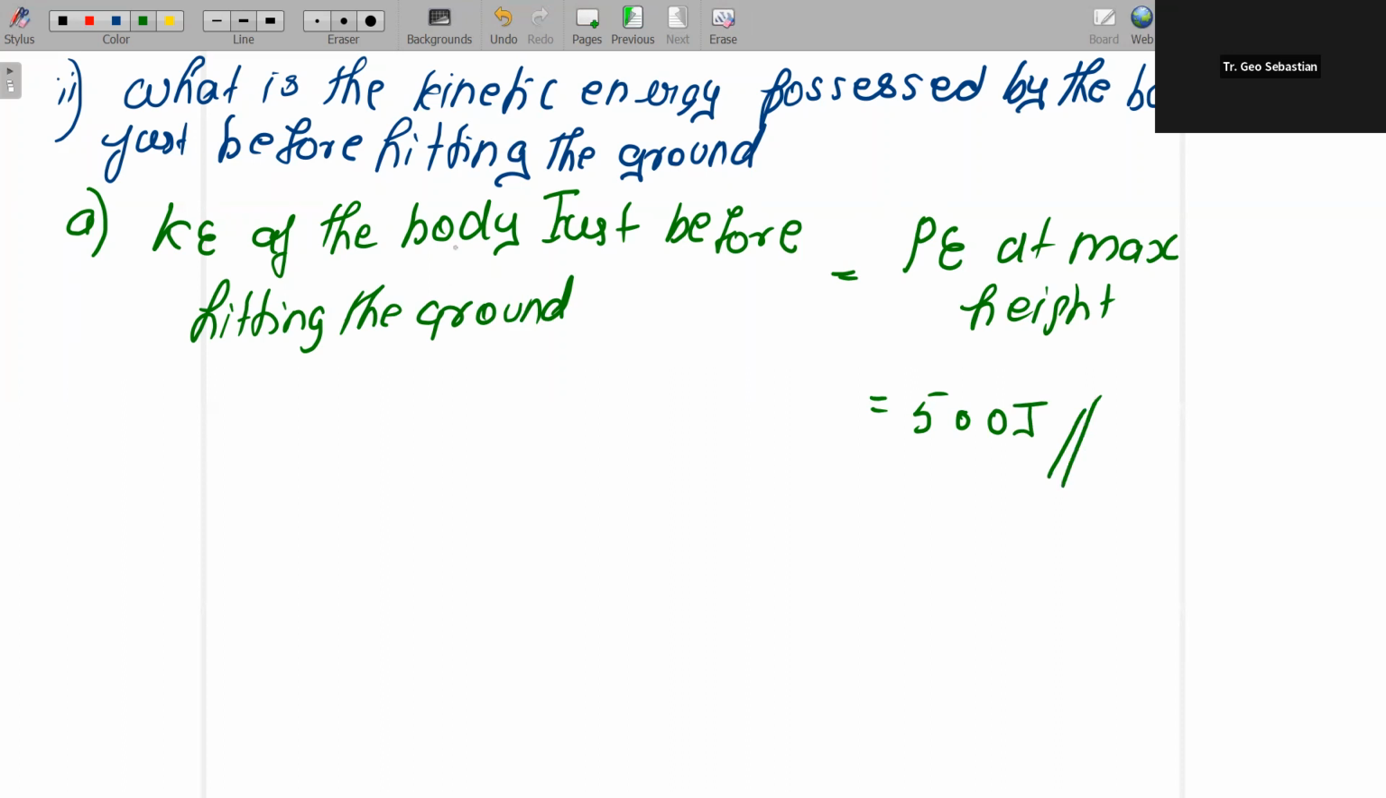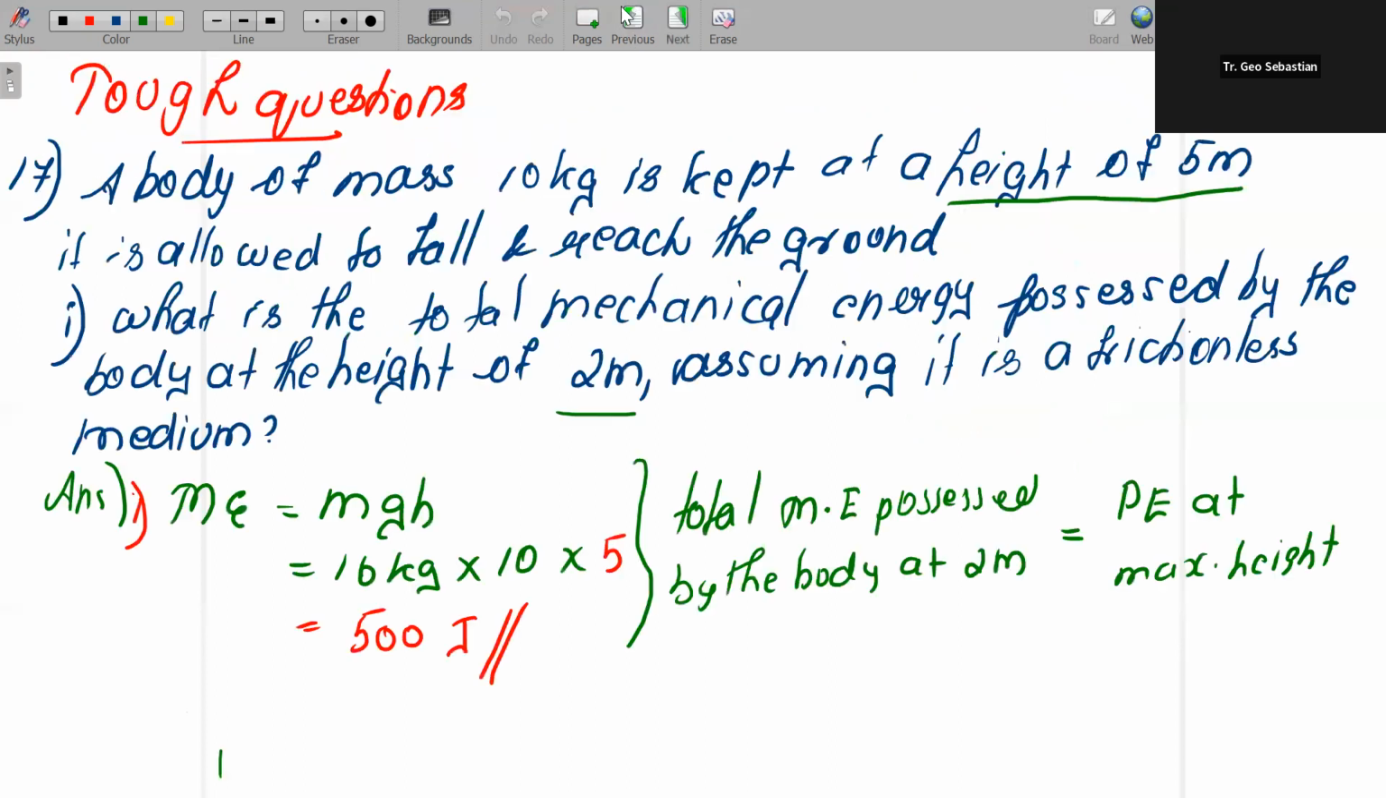Study that concept. Already I taught all those things. Study the concepts, you will understand. Got it? Is it okay? So these are some numericals. Rarely they are asked, but important.